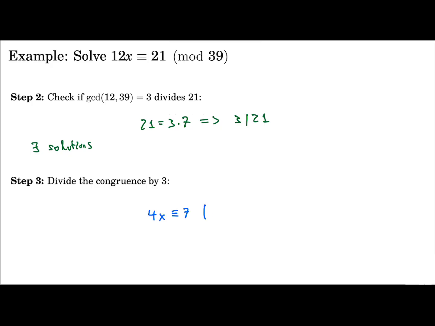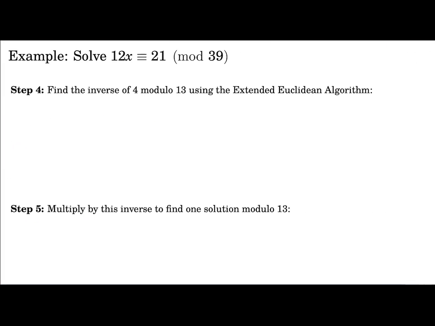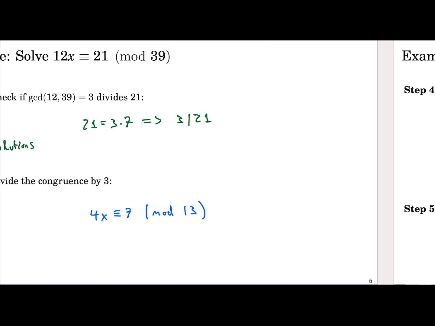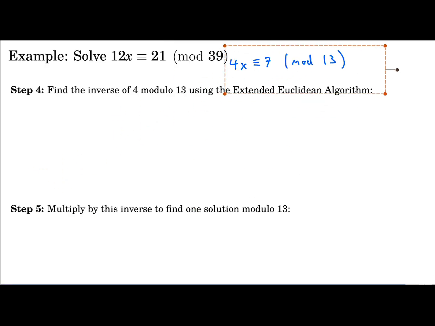So mod 13. And now, because we divided by 3, we know that 4 and 13 will actually be co-prime, so this will be invertible. But the point is, now we just need to solve this over here. Okay, so let's find the inverse of 4 modulo 13. So let's copy paste this here just so we have it, and let's put it up here. So now we want to solve this over here. So let's invert this, so find the inverse.